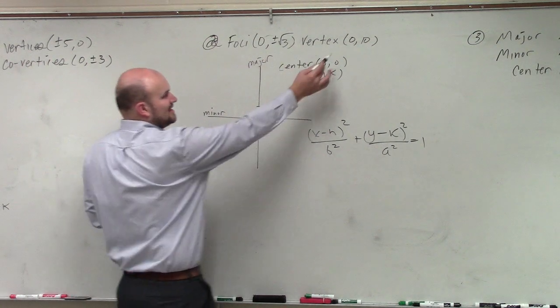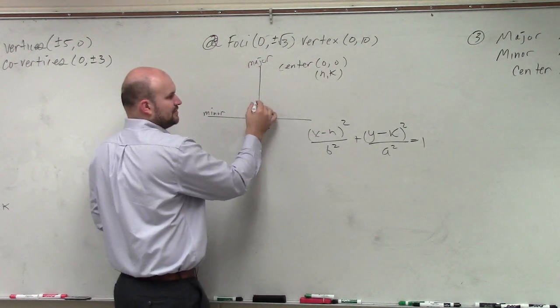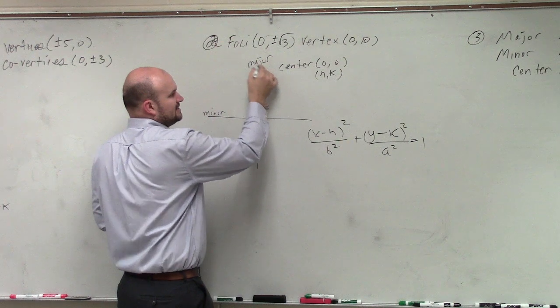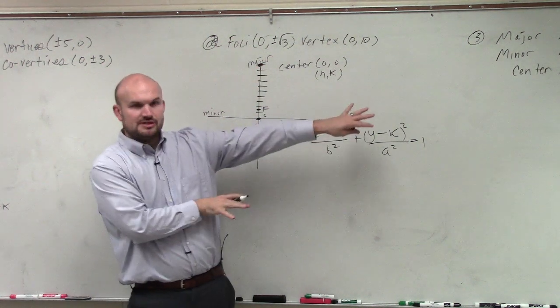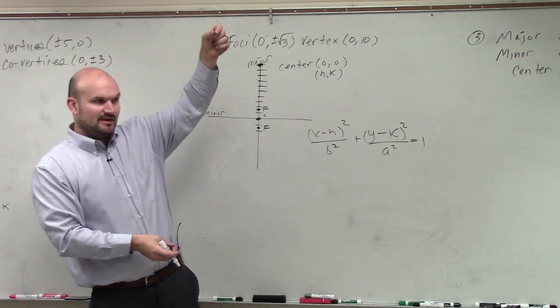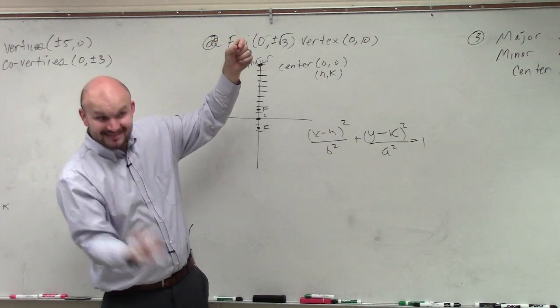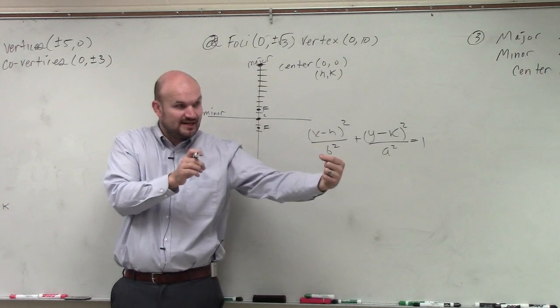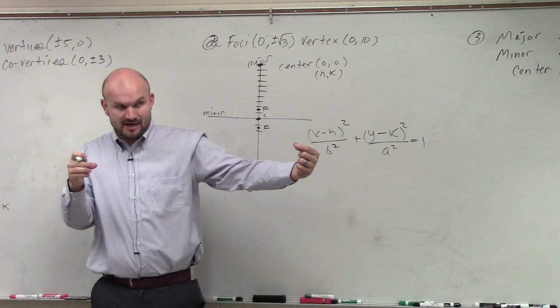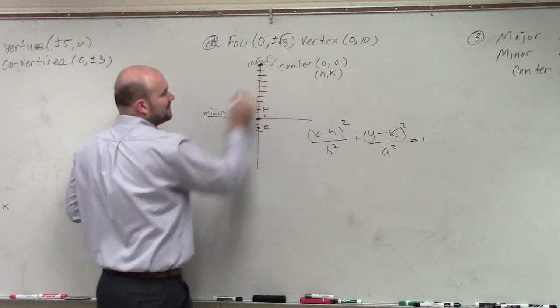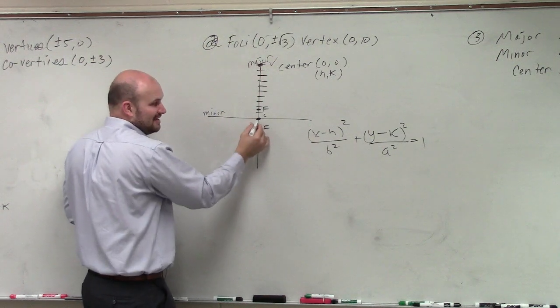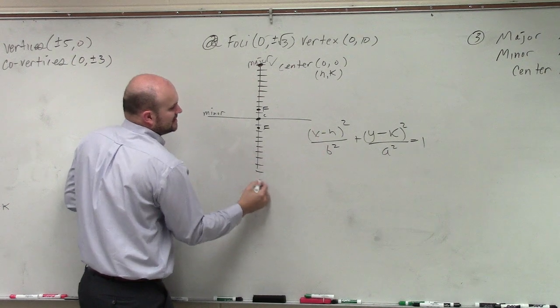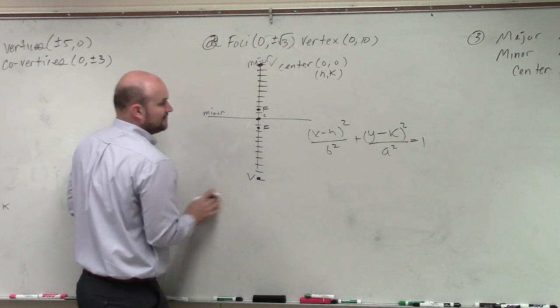I did give a vertex, which is (0, 10). So 1, 2, 3, 4, 5, 6, 7, 8, 9, 10. The one thing to remember about an ellipse, like those pictures I showed you: if you have a vertex up here, you have to have a vertex down there. So if I go up 10 to find one vertex, I have to go down 10 to find my other vertex.